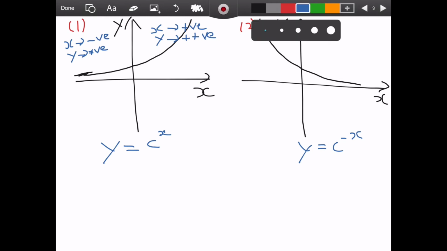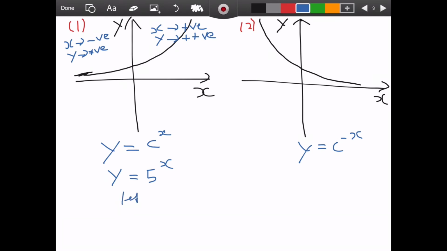And if you want to test it out, let's substitute an equation similar to our question. Let's say y equals 5 power of x. When x is 2, we realize that y equals 5 squared, which is equal to 25.